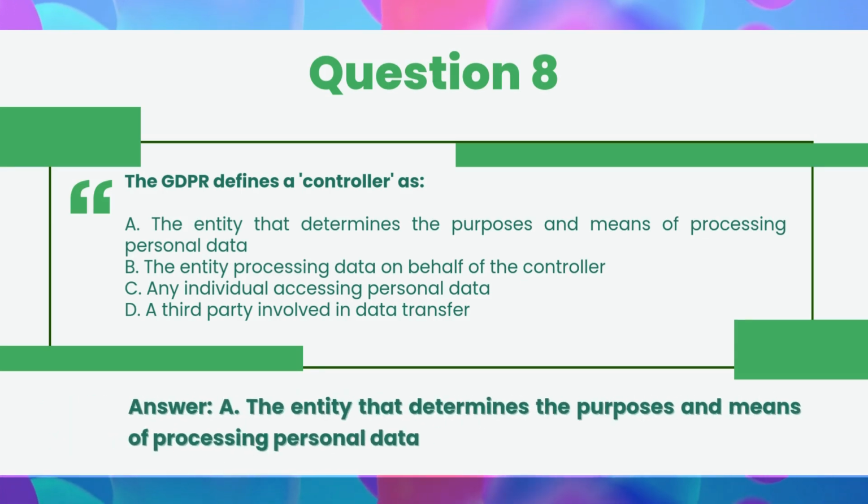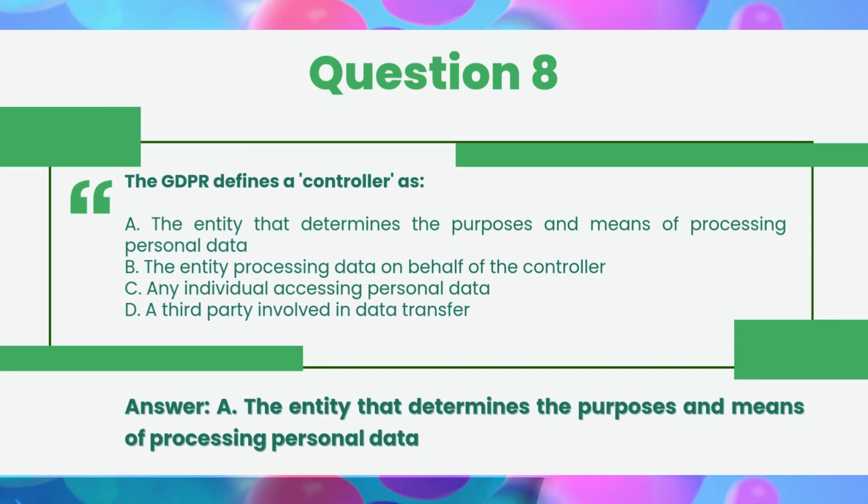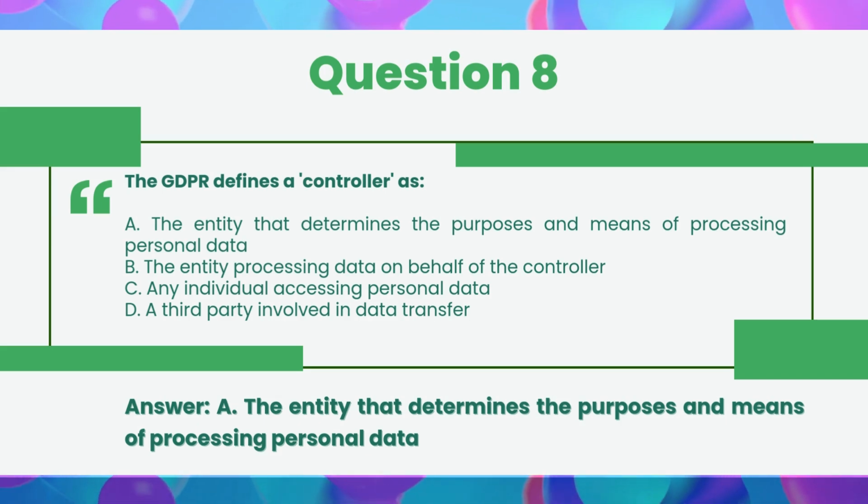The answer is A. The entity that determines the purposes and means of processing personal data. This is because a controller is defined by the GDPR as the entity that determines the purposes and means of processing personal data, holding primary responsibility for compliance.